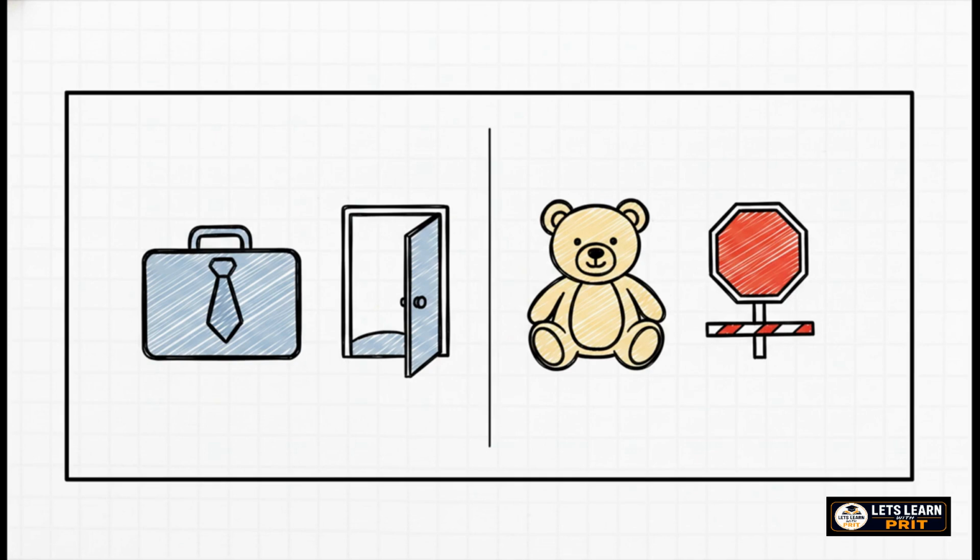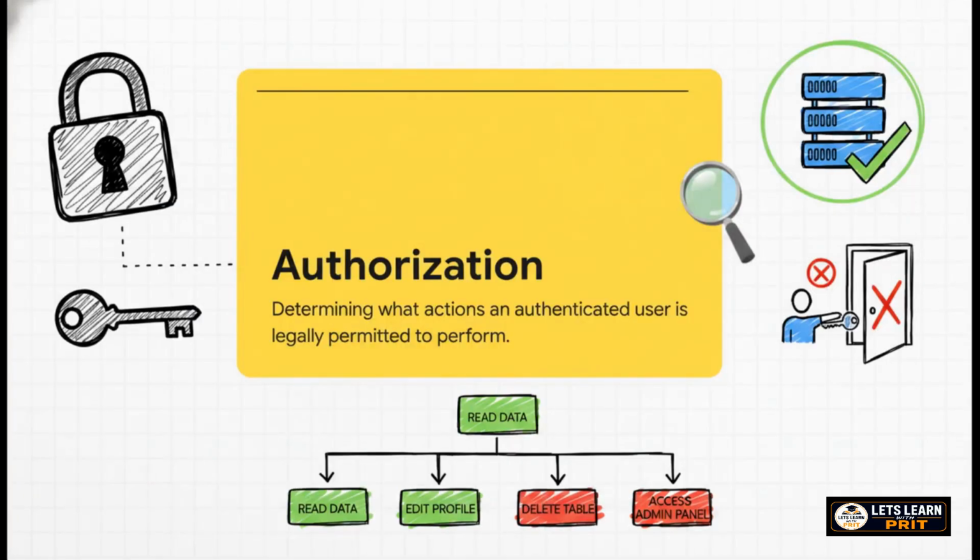Both are logged in, but they have completely different content access limits. The kid's profile obviously cannot watch an adult movie. That right there is the perfect example for this definition. Authorization is the process of determining what actions an authenticated user is legally permitted to perform. This is the what can you do phase. And remember, it only happens after successful authentication.